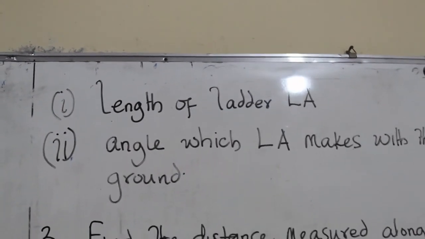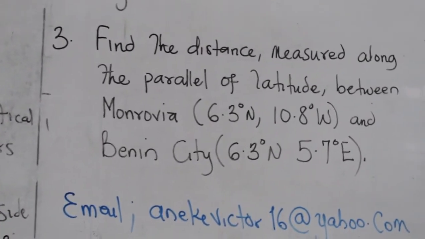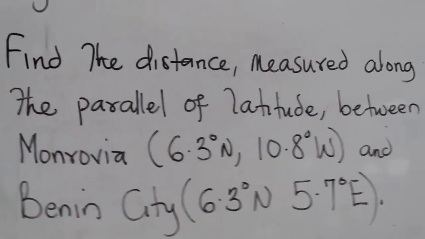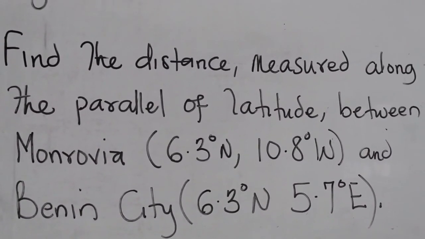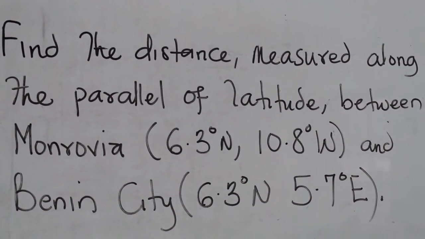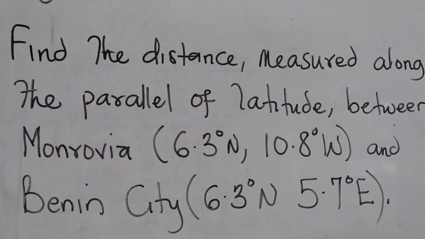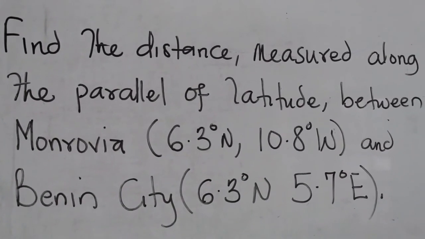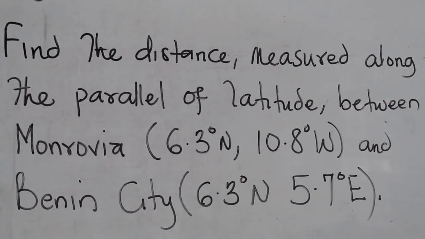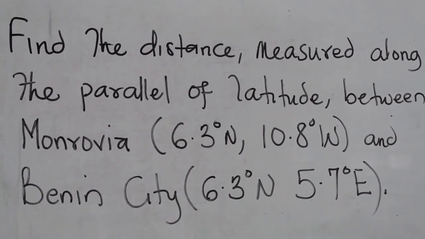The third and final question says, find the distance measured along the parallel of latitude between Monrovia, which is 6.3 degrees north and 10.8 degrees west, and Benin City, which is on the same 6.3 degrees north and 5.7 degrees east. Very similar to the question we did earlier.